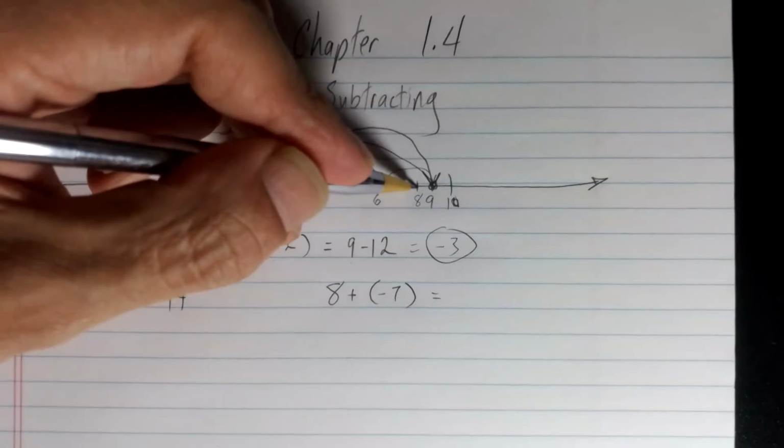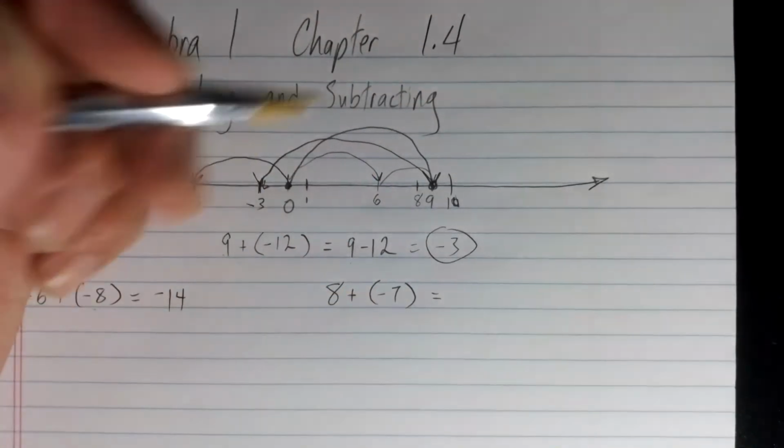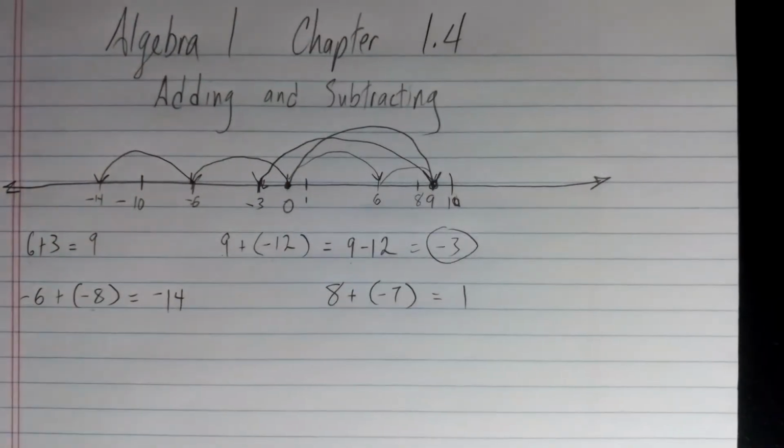And I would end up going back and I would end up here at 1. So 8 plus a negative 7, the answer is 1.